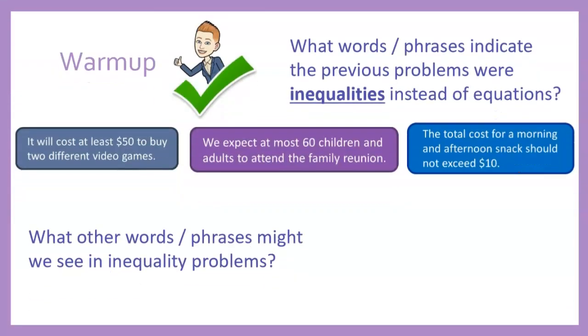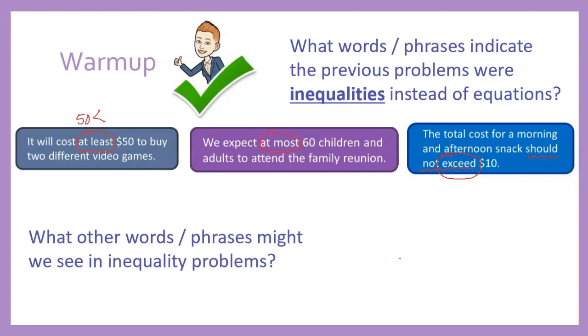So if we look at those last three, how did we know that they were inequality problems? What words in those problems tipped us off that we're going to be looking at inequalities instead of equalities? Well, let's see, our first one, we had it'll cost at least. At least sounds like a less than. Or it sounds like the $50 is going to be less than something. In our second problem, we had at most. At least, at most. And then in our third problem, we had should not exceed. In particular, exceed tells us this is going to be an inequality problem because it tells us something is bigger than something else.